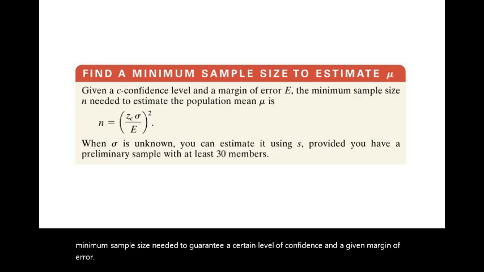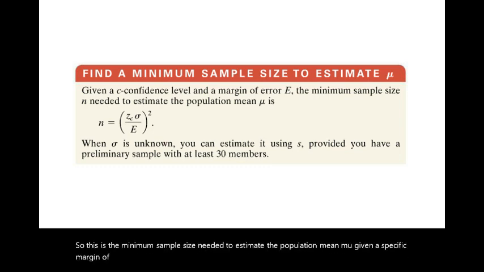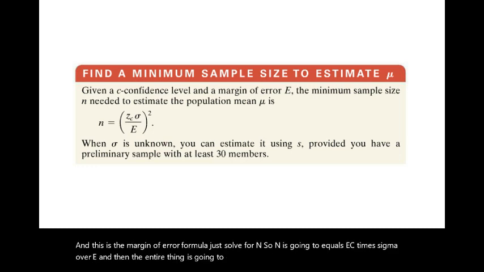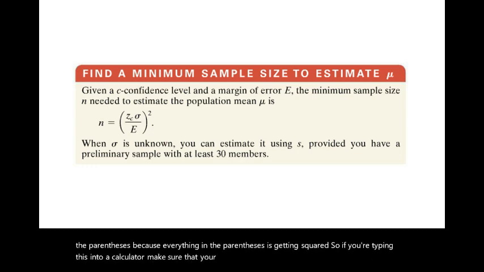So this is the minimum sample size needed to estimate the population mean mu given a specific margin of error. And this is the margin of error formula just solved for n. So n is going to equal ZC times sigma over E. And then the entire thing is going to be squared. Please note that this exponent is outside the parentheses because everything in the parentheses is getting squared. So if you're typing this into a calculator, make sure that your exponent is outside the parentheses.